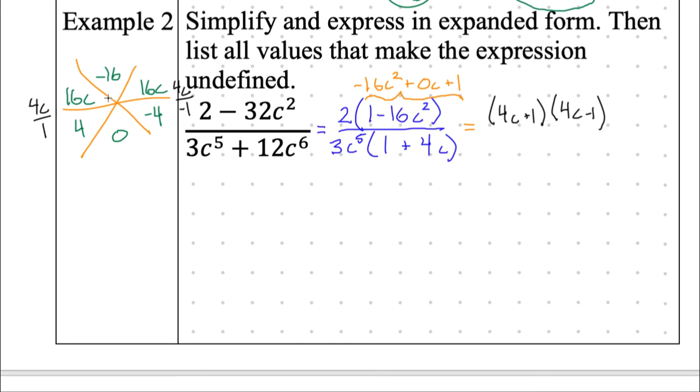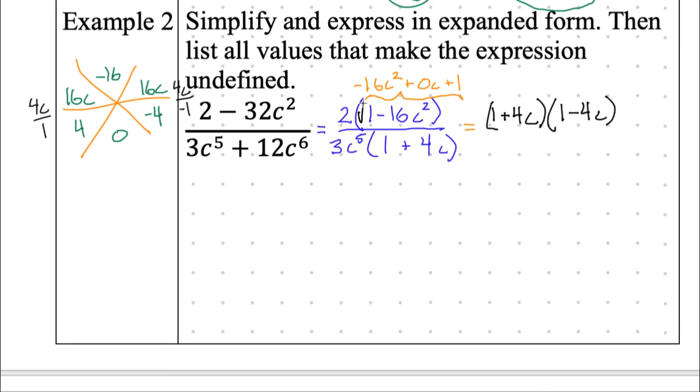I realize that sounds like a confusing step, but what I'm really saying here is we have to account for the fact that this is a negative 16c squared. Check it out. If I multiply positive 4c by positive 4c, I will get a positive 16c squared. The only way to get this to be the correct answer is by switching these. The way that I do that is I list this as 1 plus 4c, and 1 minus 4c.